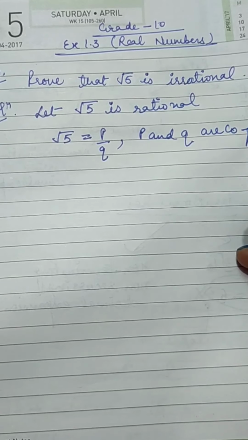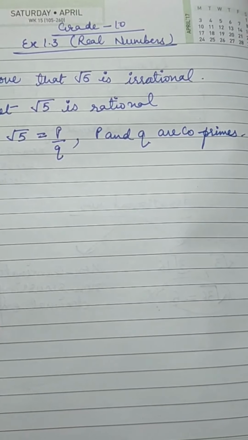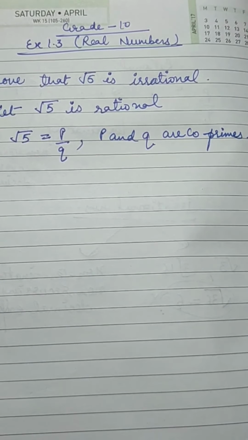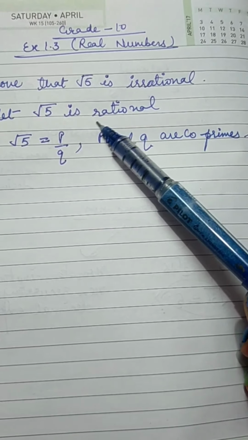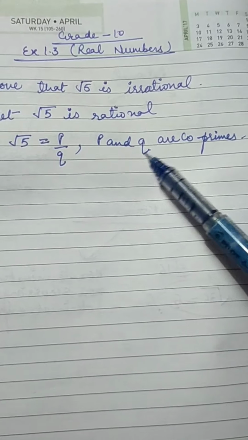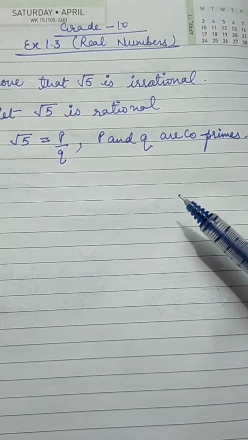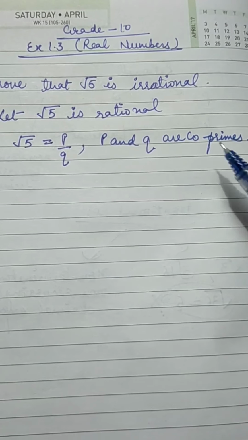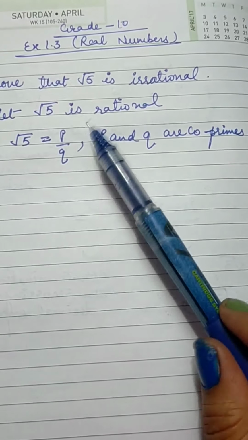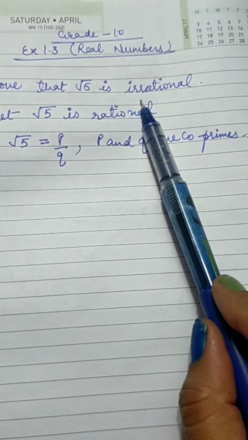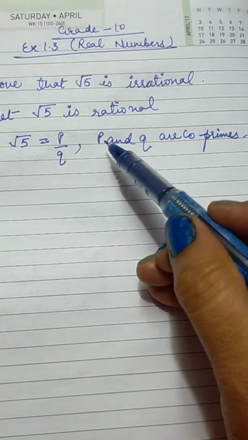Co-prime means they don't have anything common in them except 1. So how can we prove it to be irrational? We are going to prove that p and q have something common in them. That means they are not co-prime, and if they are not co-prime, our assumption will be wrong, and hence it is not rational. This is how we are going to prove.